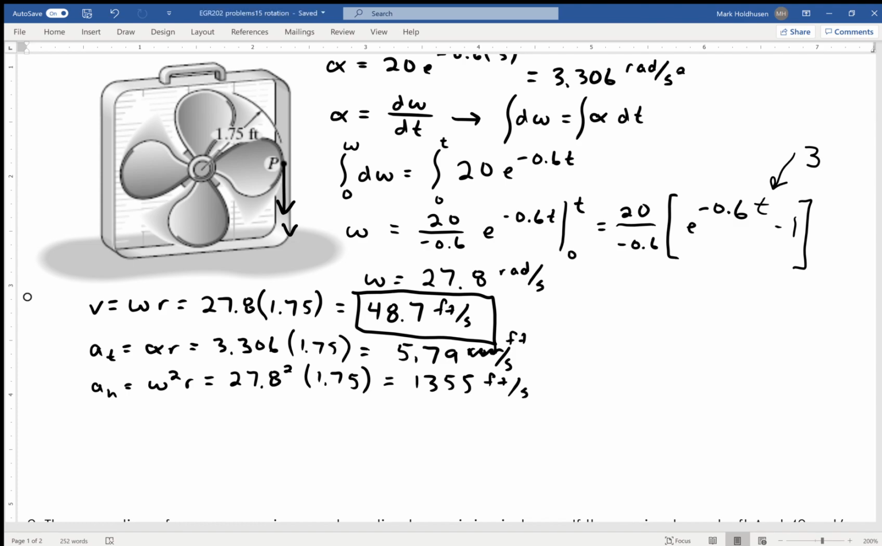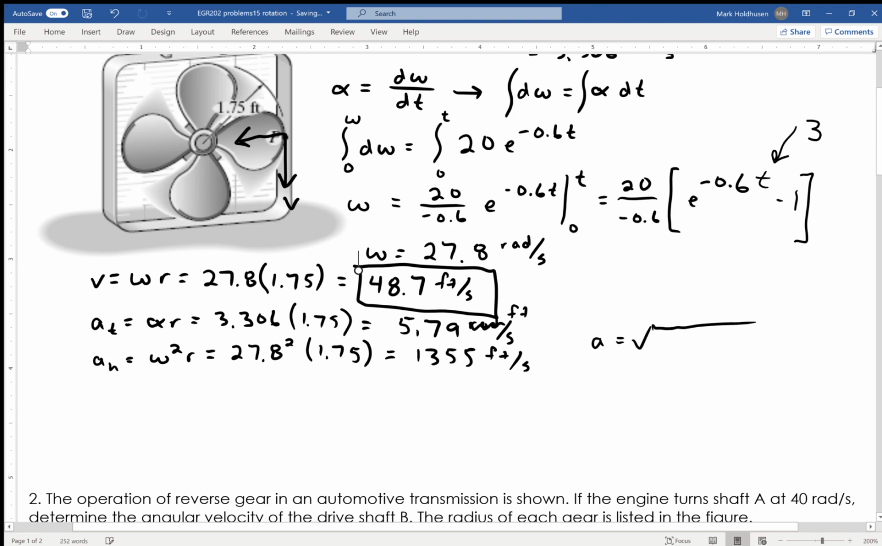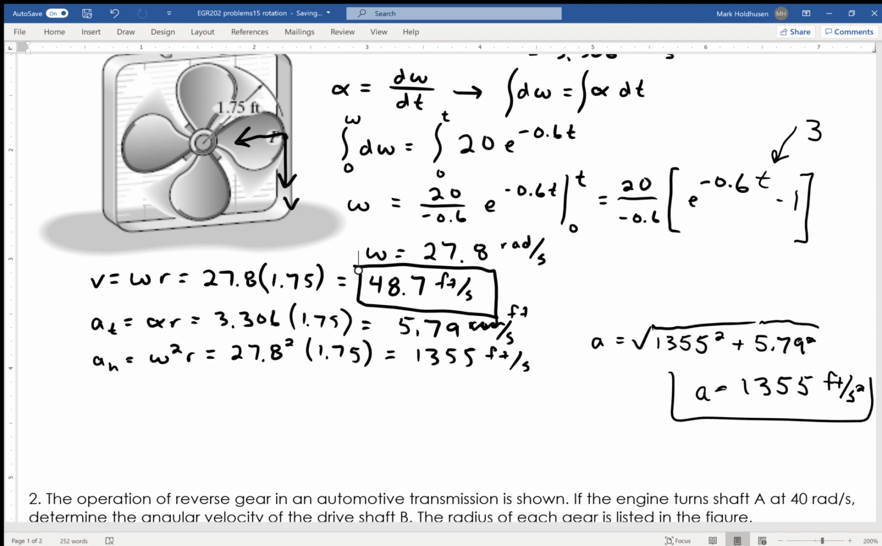Okay, so then I have my normal acceleration, which is going to be in that direction, pointing in towards the center. The tangential acceleration is that, but of course the normal acceleration looks to be dominating. But to find the magnitude, I get 1355 squared plus 5.79 squared, and the magnitude of that acceleration is then, when I round to four significant figures, really just that 1355. It's overly dominating, and again, that's feet per second squared, which is the answer for this one.